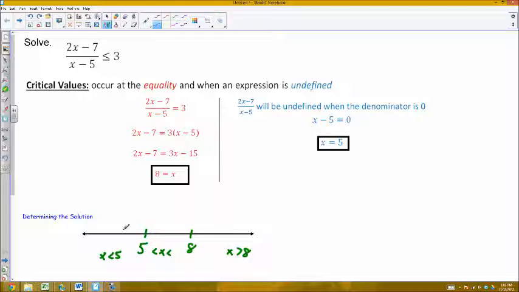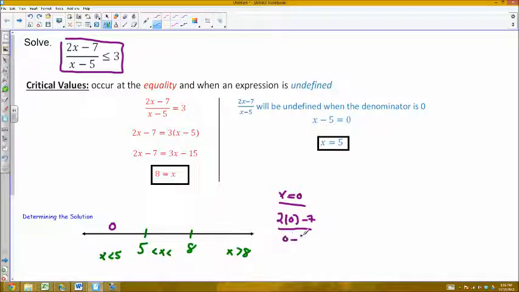So the first number I can test, a number less than 5, a convenient or easy one would be 0. So I'm going to test x equals 0 into this inequality and see if it's true. So when I plug in 0, I'll get 2 times 0 minus 7 over 0 minus 5. 2 times 0 is 0, so I end up with negative 7, and 0 minus 5 is negative 5. So two negatives make a positive, so this is just 7/5.